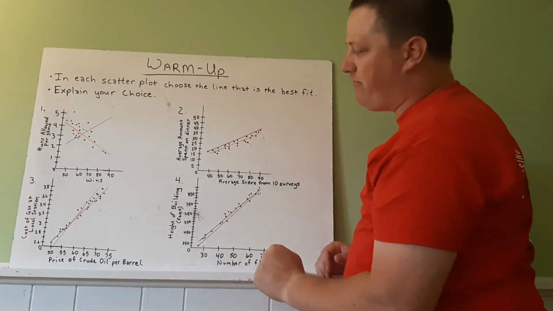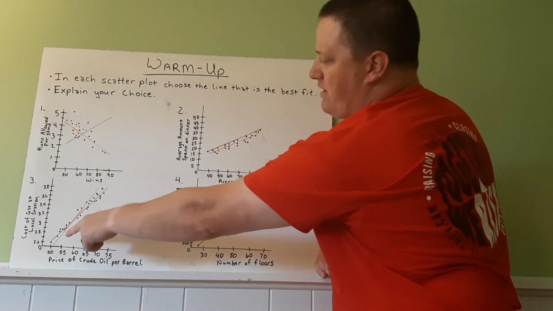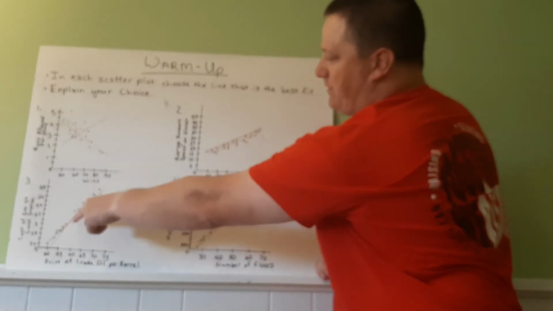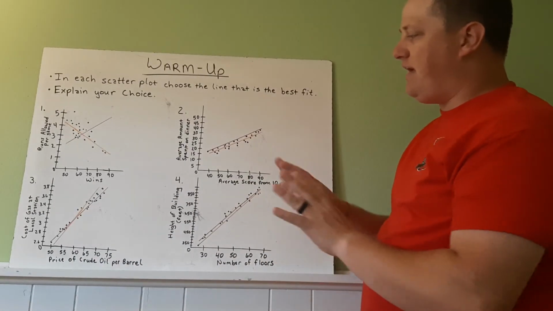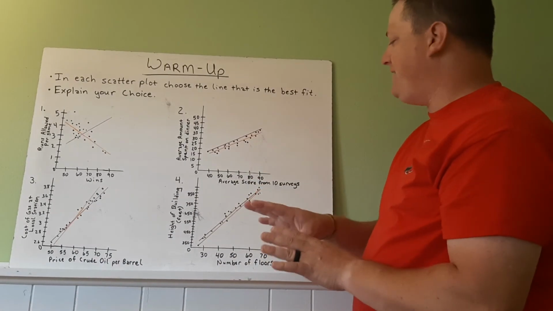In number 3 over here, we have 2 lines. One, the orange, is going much steeper, and the purple a little bit less steep. So decide which one you think is the best one for that data there.